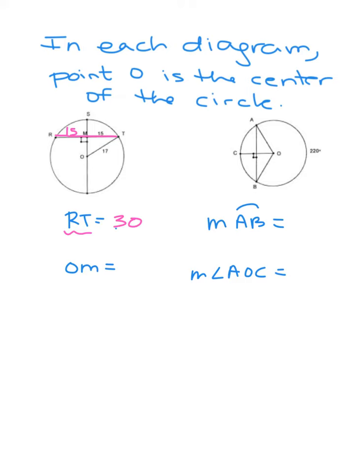Now, in looking at OM, I realize I have a right triangle on the right-hand side of this circle right here. So I can use Pythagorean theorem, or it happens to be a triple. So I know that OM has a value of 8.